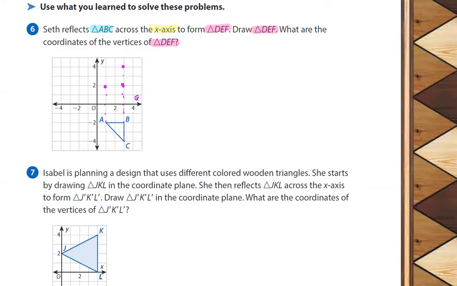We built a reflection. There we go. And then DEF. So I'm going to try to keep it also in ABC order. Since ABC order goes A, B, C, I'm going to go D, E, F. Okay. And then I've got D, E, F.